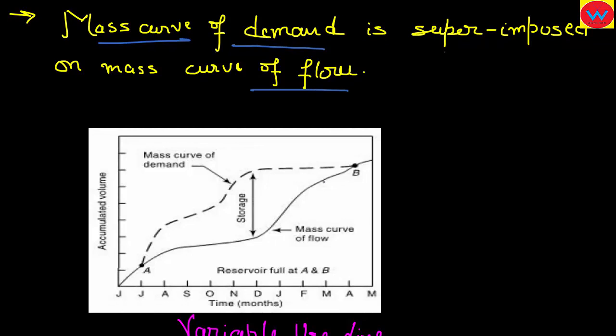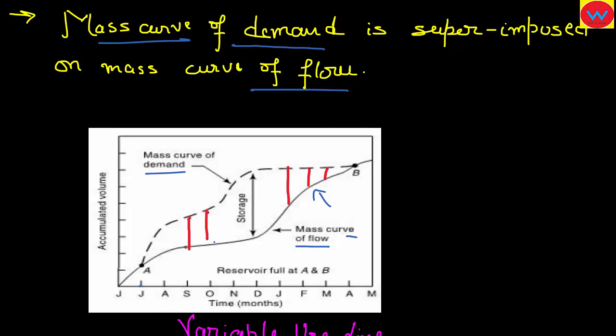So this is our mass curve of flow, that is, this much amount of water is flowing into our reservoir, and this we have calculated in the same time period. We have calculated this mass curve of demand, and then we have superimposed this curve on this curve. So right now what we get is variable intercepts. For example, the intercept in this month, this is your March, this is your February, this is your January.